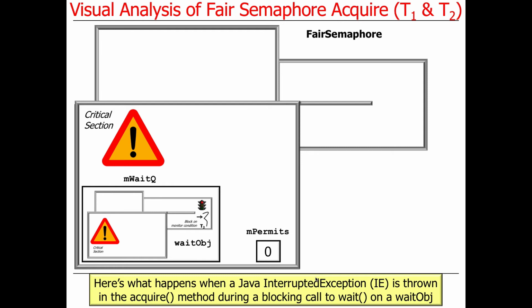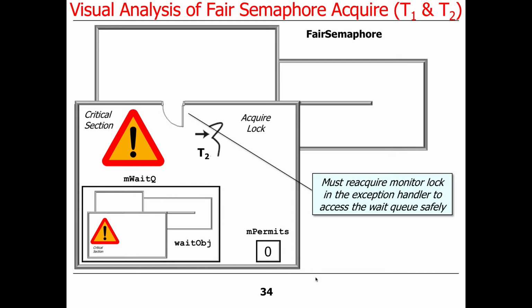OK. Now, if an interrupted exception is thrown during a blocking call to wait on a wait object, then you have to have an exception handler, and you have to reacquire the monitor lock. This is the monitor lock of the fair semaphore, in order to be able to access the wait queue safely. So the thing to remember, the really, really important thing, go back and listen to this video multiple times if you're wrestling with this.